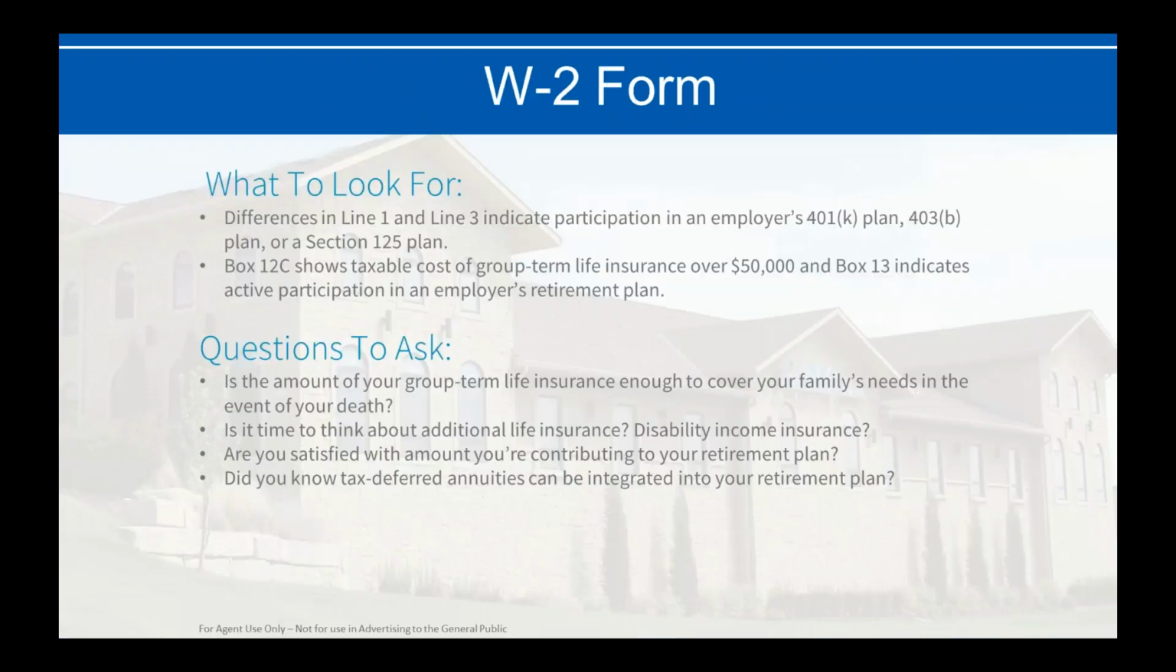That's fine. Again, it's how you approach it and how you would ask about it. So let's talk about this here. We're talking first of all on the W-2 form. Differences in line 1 and line 3 on the W-2 will indicate a participation in a 401k plan, maybe a 403b plan. And again, those can generate some questions about additional life insurance, or I think more importantly, some of those last questions. Are you satisfied with the amount you're contributing to your retirement plan? Did you know tax-deferred annuities can be integrated into your retirement plan?